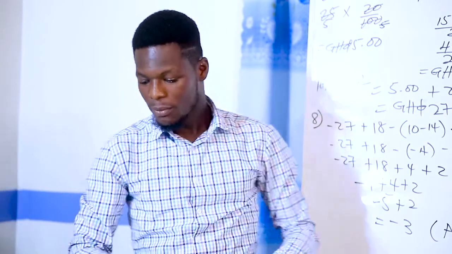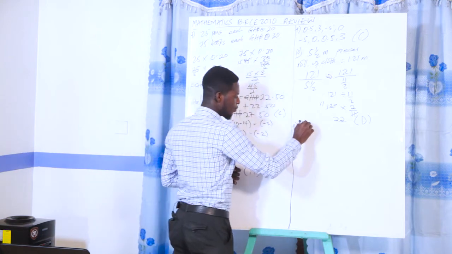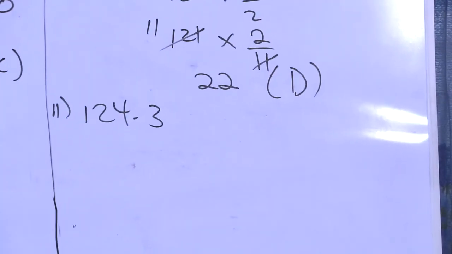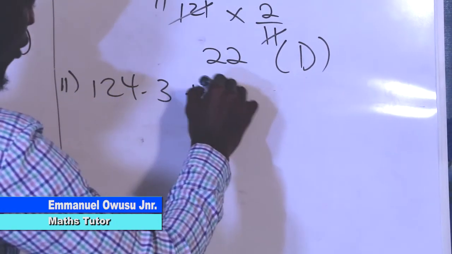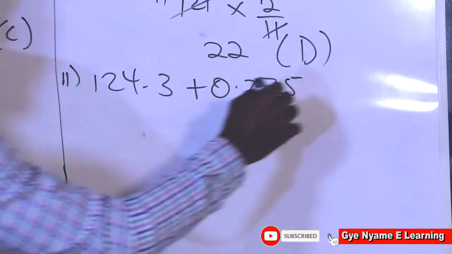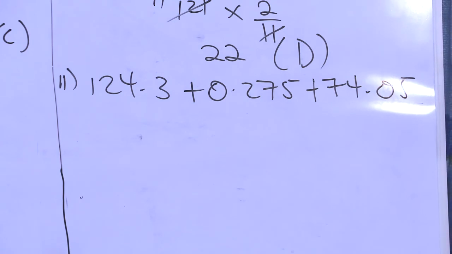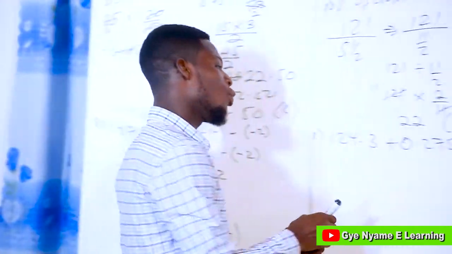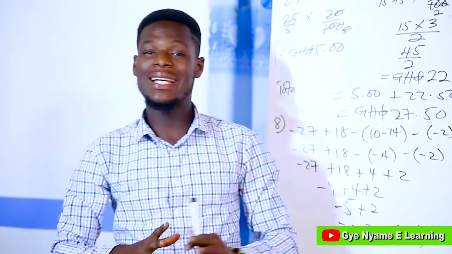Question 11. Find the value of 124.3 added to 0.275 and also added to 74.06. Sorry, the last digit is 06. Correcting your answer to one decimal place.